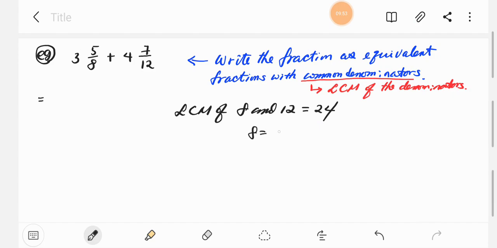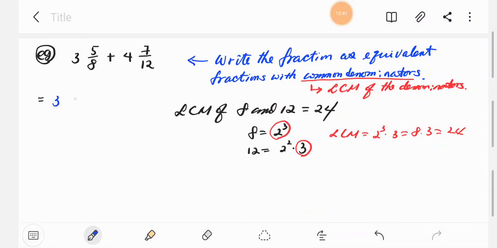Okay, 8 is what? 8 is 2 times 2 times 2, right? So 2 cubed. 12 is 4 times 3. 4 is 2 squared, and 3. So the LCM is the product of what? The product of the factors with the largest exponent. So 2 is a factor, but 2 cubed is the largest one, and 3 is the largest one. So 2 cubed is 8. So the LCM is 2 cubed times 3, which is 8 times 3, 24. Okay, that is how we got the LCM.